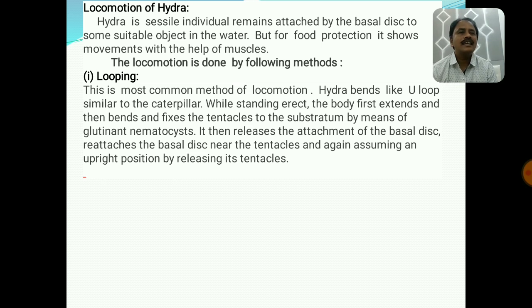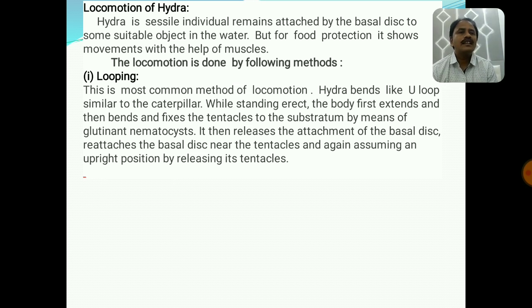It stands erect and then it extends and bends and fixes the tentacles to the substratum by means of the glutinant substances of the nematocysts, and then it releases its attachment from the basal disc and reattaches the basal disc. So this is the looping method. It is very much similar to the looping of caterpillar larvae.